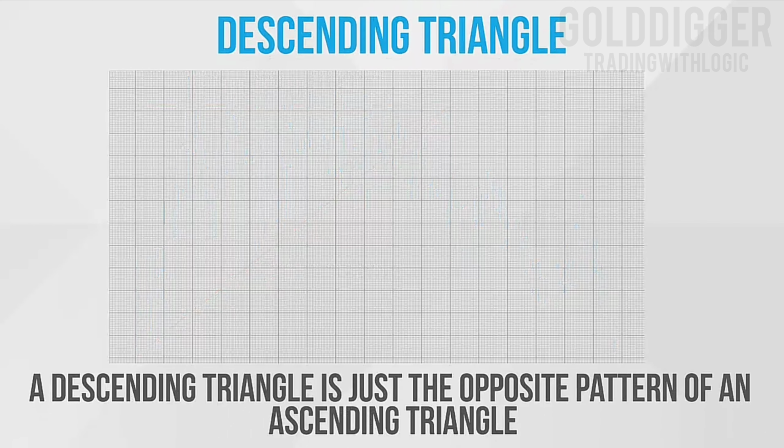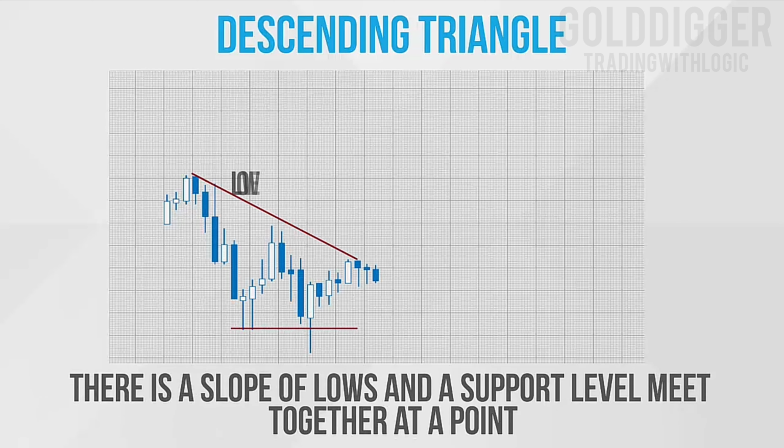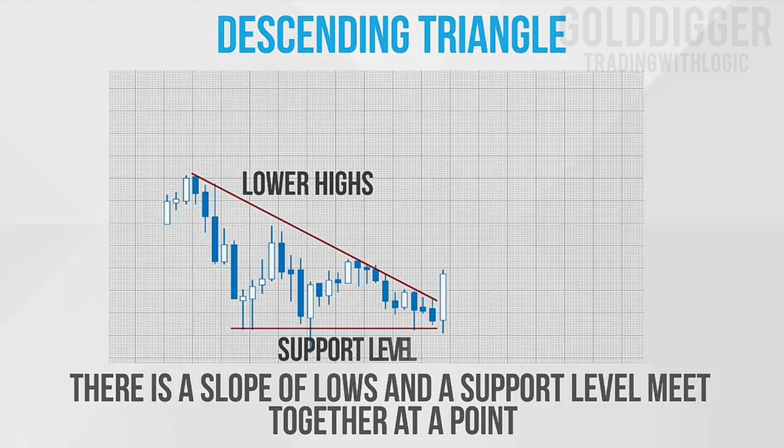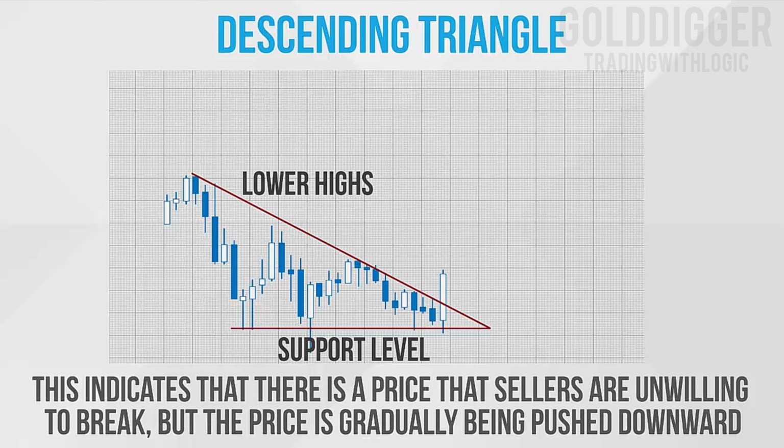A descending triangle is just the opposite pattern of an ascending triangle. There is a slope of lows and a support level that meet together at a point. This indicates that there is a price that sellers are unwilling to break, but the price is gradually being pushed downward.